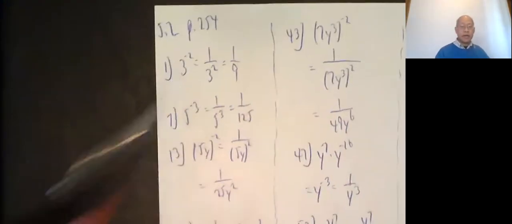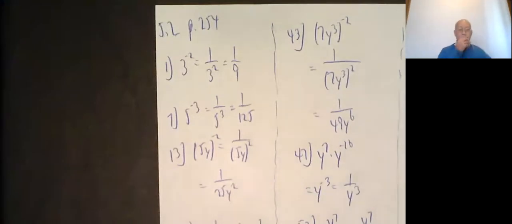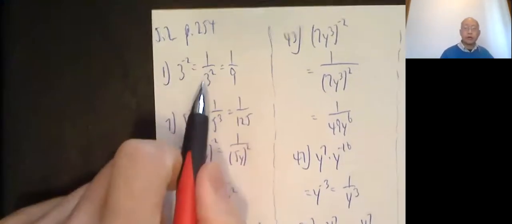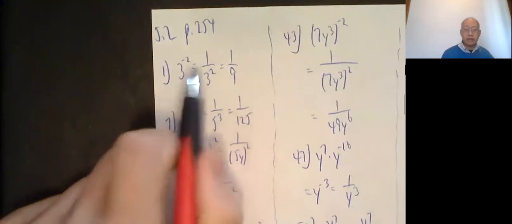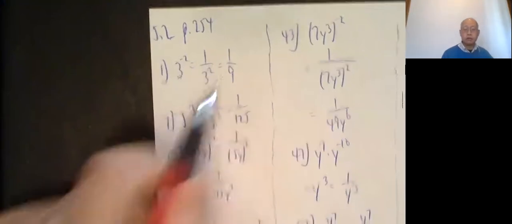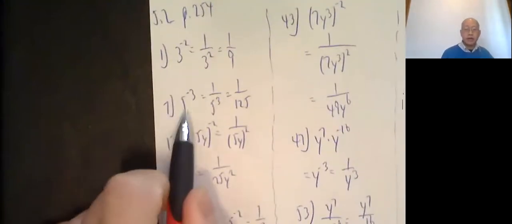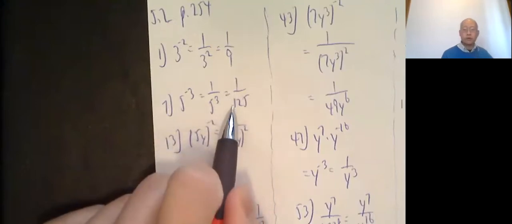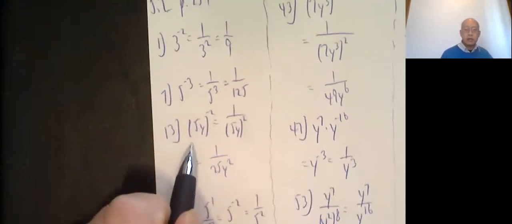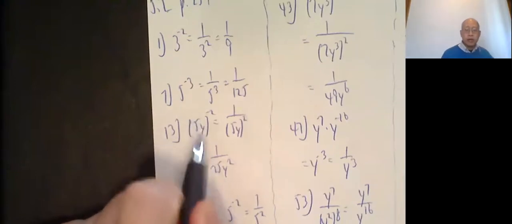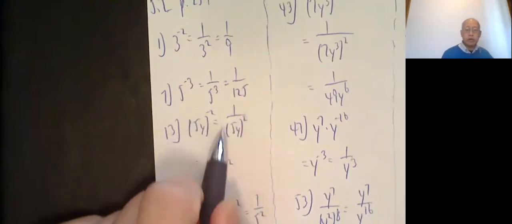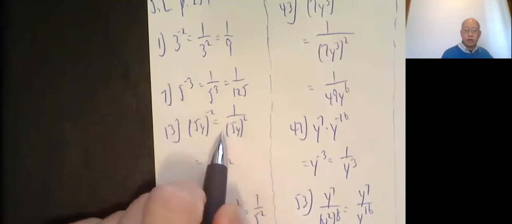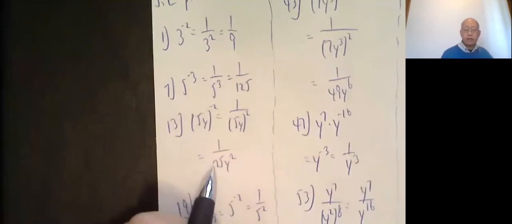Okay, so now we're dealing with negative exponents. So 3 to the negative 2, by definition, is 1 over 3 squared. So that's how you handle a negative exponent. So 1 over 9. Okay, 5 to the negative third is 1 over 5 cubed. 5 times 5 times 5 is 125, so 1 over 125. Number 13, 5y to the negative 2, that whole thing goes in the denominator as 1 over 5y squared. 5y times 5y is 25y squared, but it's in the denominator.